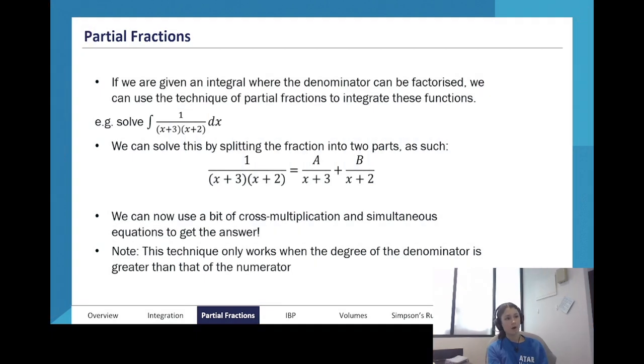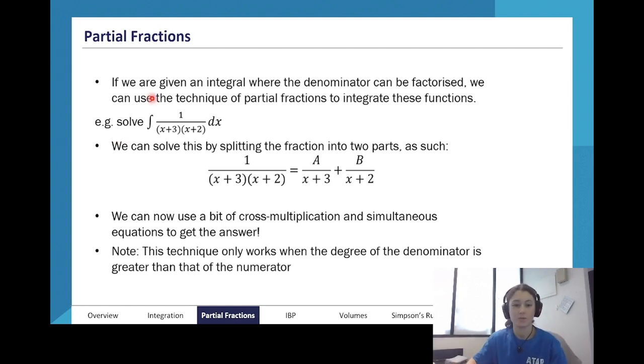We use partial fractions if we are given an integral where the denominator can be factorized, or if we're given it to us in a form that's already factorized. So in this example here, we have 1 over x plus 3 multiplied by x plus 2. So in the denominator, we have these two linear factors that are factorized, which means we can use partial fractions.